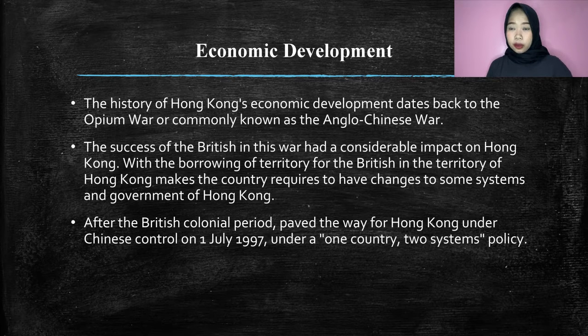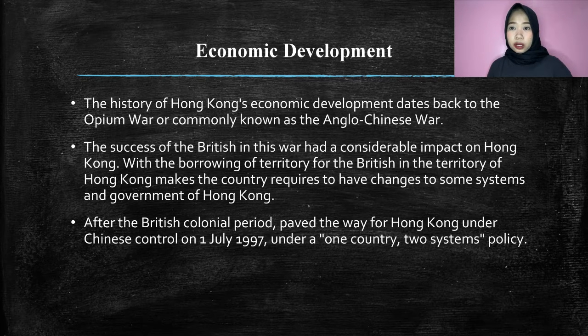The borrowing of territory by the British in Hong Kong required changes to some systems and the government of Hong Kong. Therefore, this policy made by the British could support Hong Kong's progress into a port, warehousing and industrial hub. Despite many challenges during British colonial times, the change of system and concept made by the British made Hong Kong one of the most economic powers in Asia.